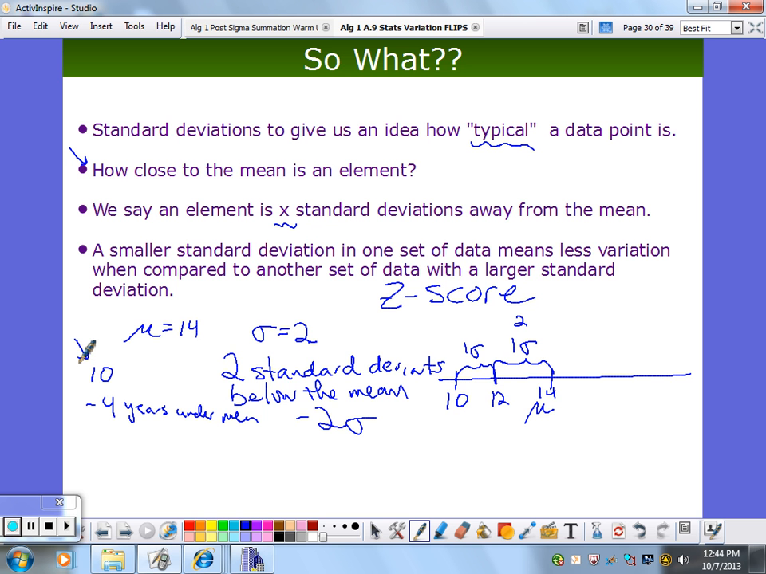What is the z-score of 10 for this particular piece of data? Negative 2. The z-score is negative 2 sigma. Why is it negative? Because it is 2 standard deviations under. That is the z-score. That's it. Tell me what's hard. I don't want it to be hard.